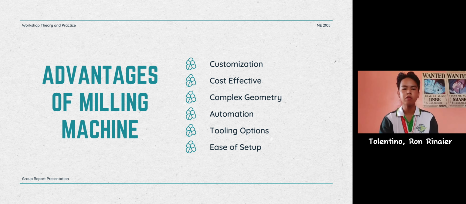Customization allows for parts to meet the specific design requirements, making it valuable in prototyping and specialized production. Milling machines can be fully automated, reducing manual labor and increasing productivity in large-scale manufacturing. Various cutting tools are available, and once set up properly, milling machines can efficiently process multiple workpieces in a row.